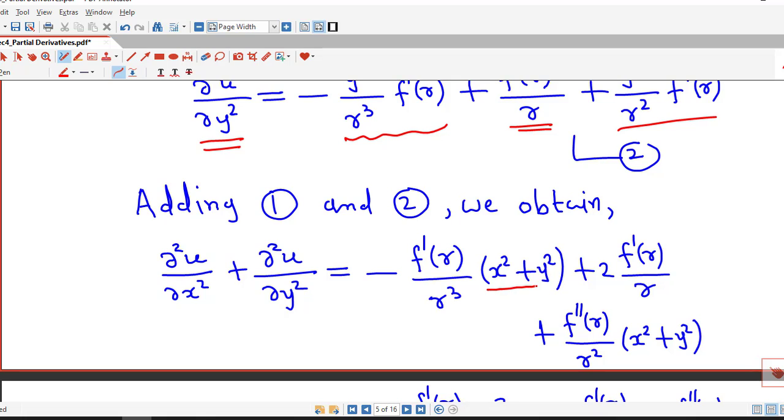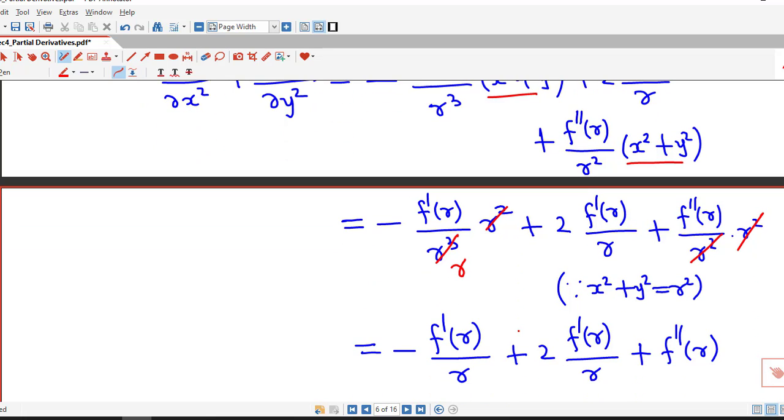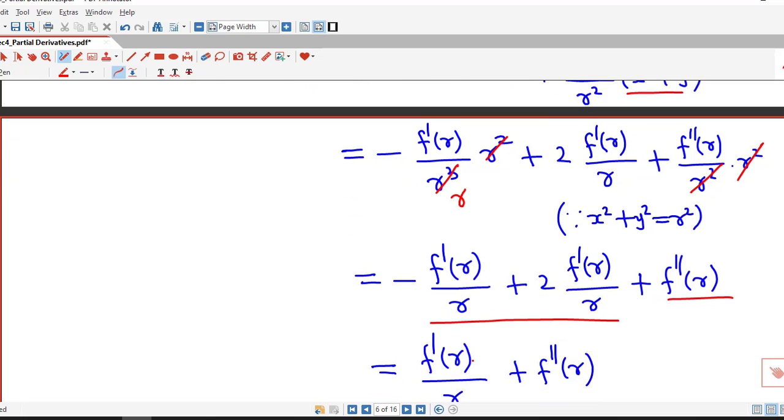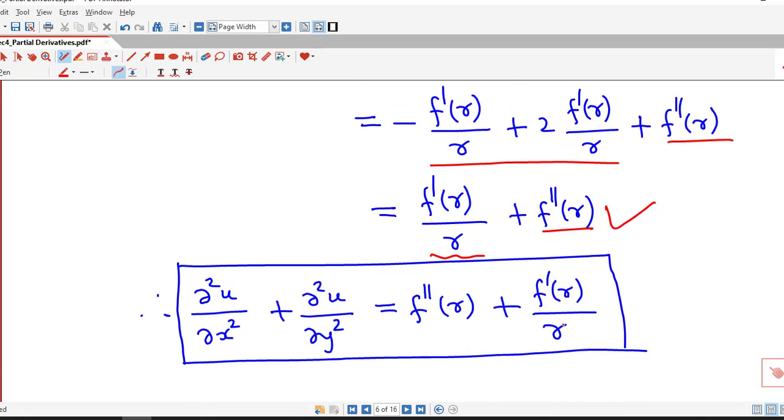Now we know that x square plus y square is r square. So in the next step we put x square plus y square equal to r square. So here r square will cancel out. Here also r square will cancel out. Here we will have minus f dash r by r plus 2 times f dash r by r plus f double dash r. Now this is nothing but 2 times f dash r by r minus f dash r by r, that is f dash r divided by r plus f double dash r. So this is exactly what we want as the addition of these two second order partial derivatives.